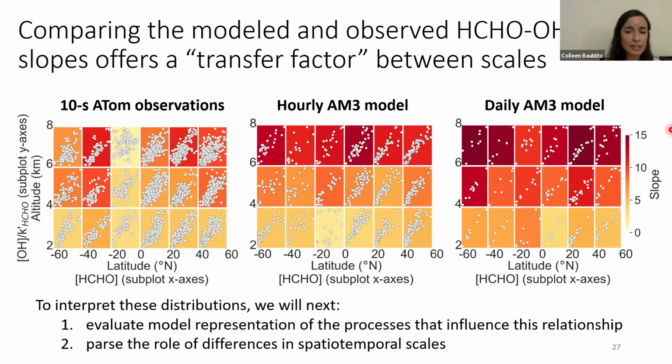And so we're not really sure why that is right now, but it's something that we're really excited to dive into a little bit deeper as far as for our next steps for this project. Okay, and so what we plan to do next with this work is to interpret these distributions. We will evaluate the model representation of each of these specific processes that influence the formaldehyde-OH relationship. And then from there, attempt to parse the role of differences in their spatiotemporal scales, again, towards developing this transfer factor that could help contextualize the ATOM observations when applying them as a constraint on our global models.